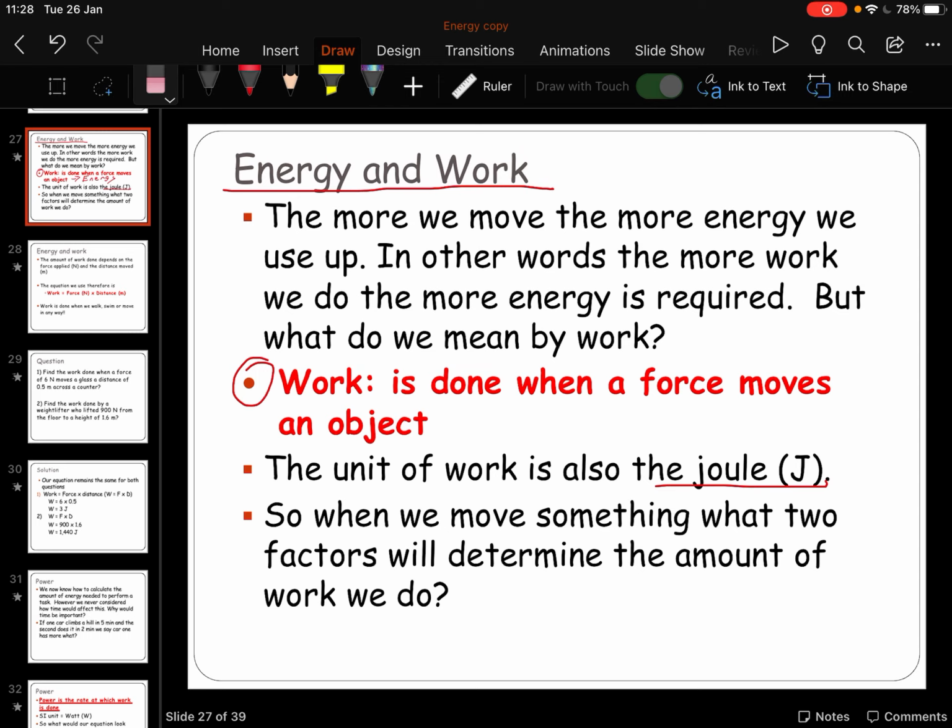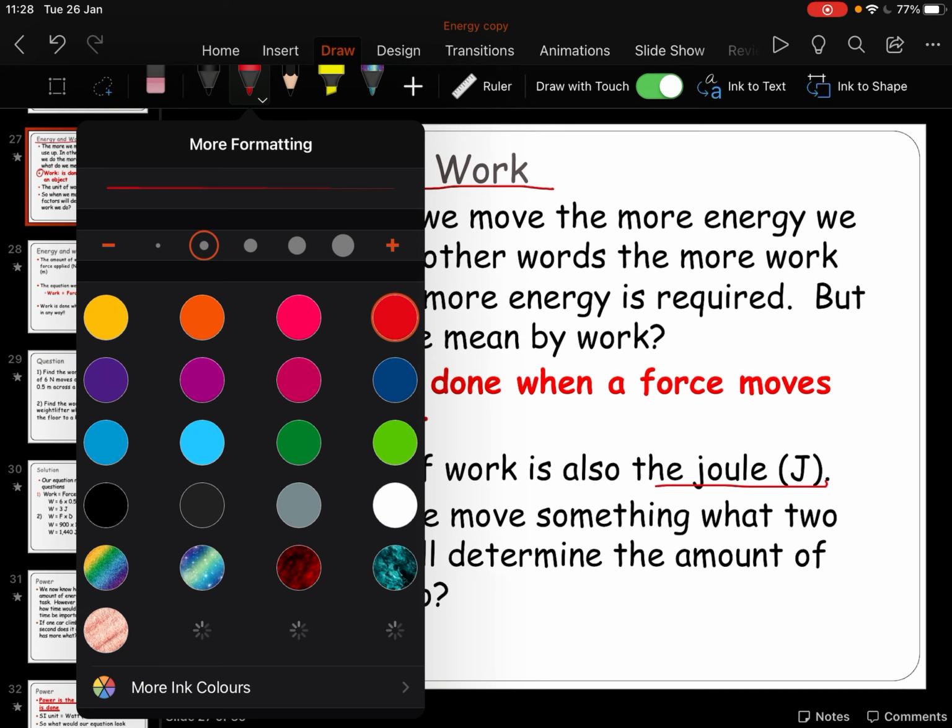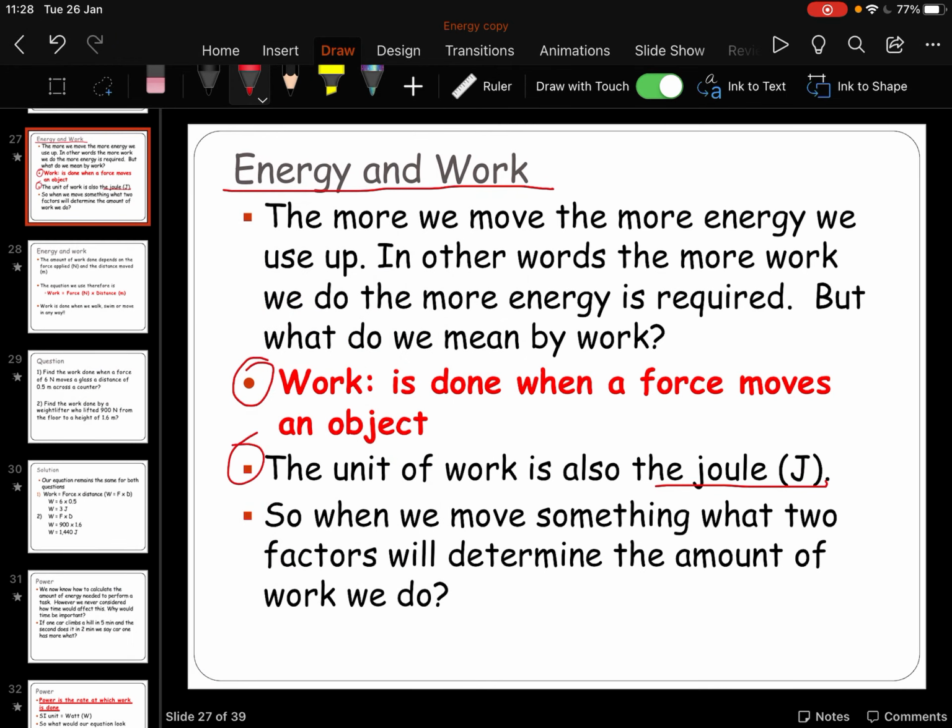Now again, in Junior Cert it's nice to know that, but in Leaving Cert physics it is very important. So when we move something, what two factors will determine the amount of work we do? Can you think before we move on? Take down the first point and the second point and the third point here. And of course, just say here, work equals energy. Take that down as well. So work is energy. Work is done when a force moves an object. Its unit is joules.